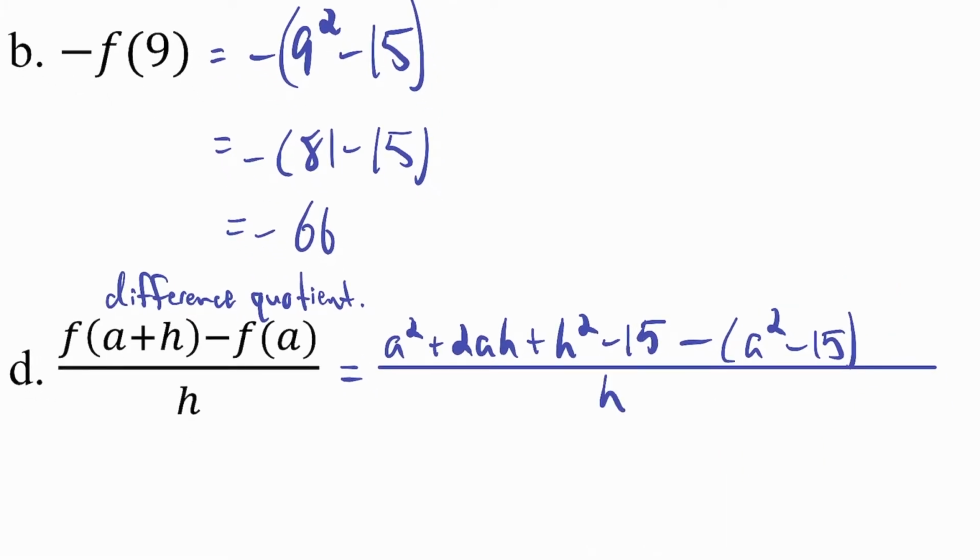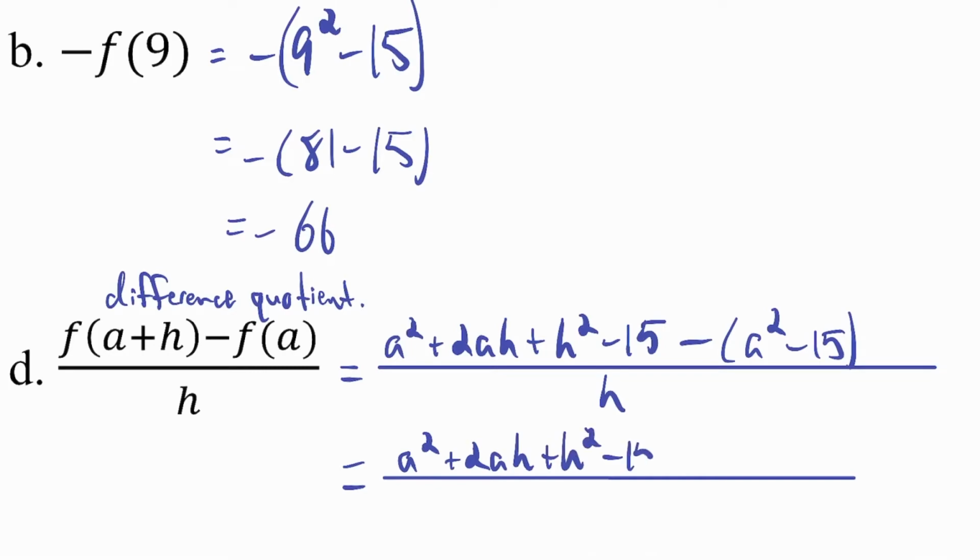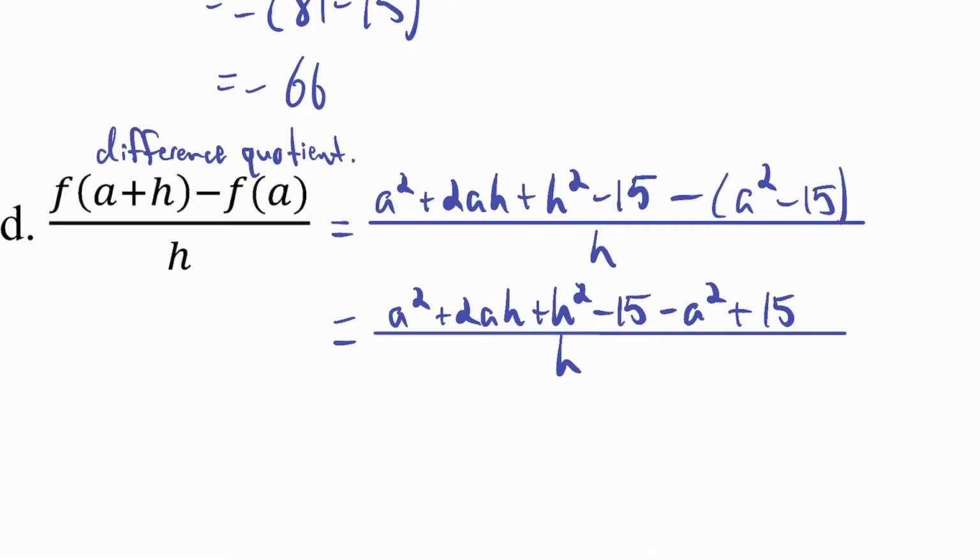All over h. Okay. So now what I'm going to do is distribute this minus sign onto this term and onto this term. So I'll have minus a squared plus 15. So, big fraction, a squared plus 2ah plus h squared minus 15 minus a squared plus 15, all over h. And it might be obvious to you what has to come next. If not, pause the video and think about it for a second. What should we do next?